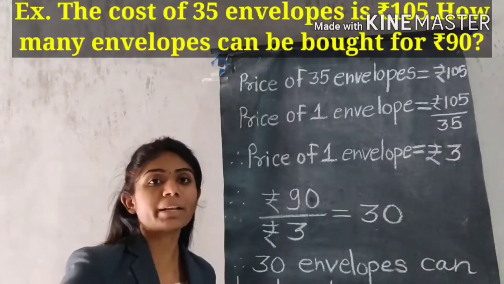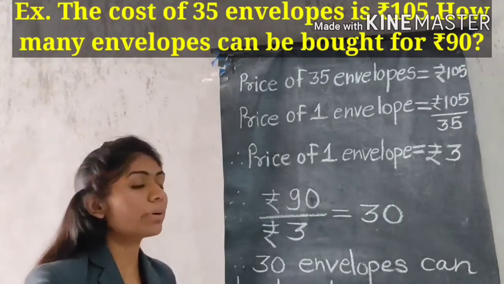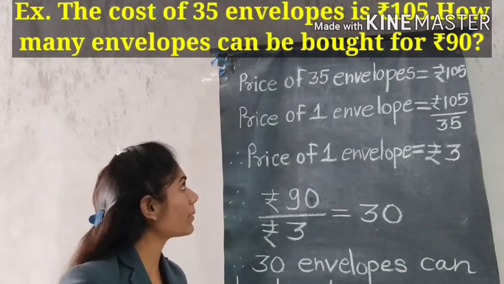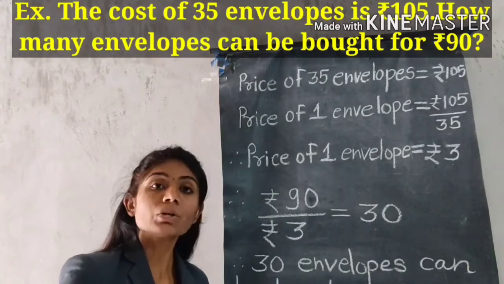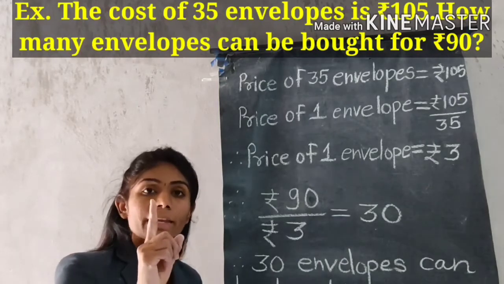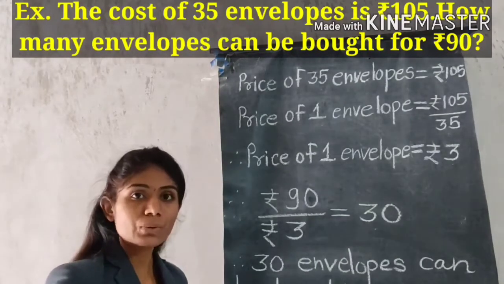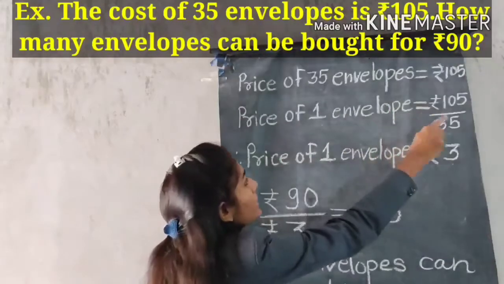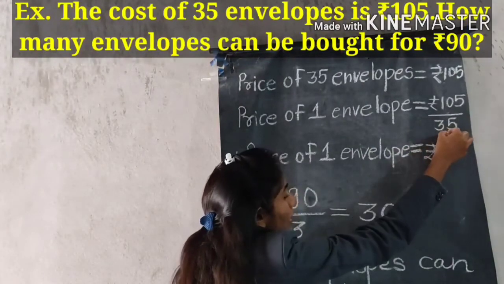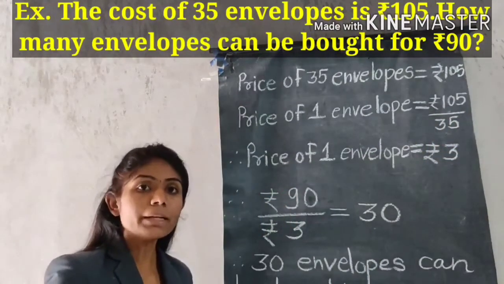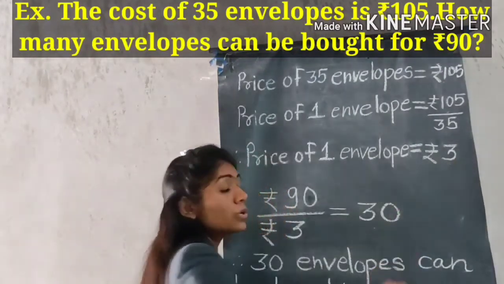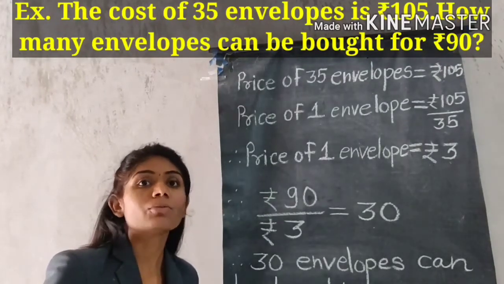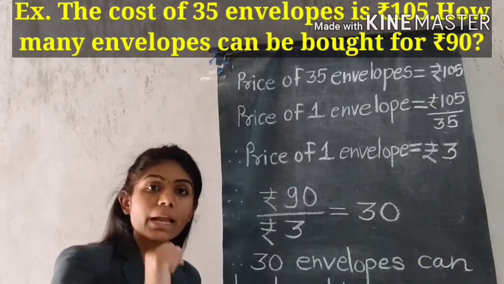The next example is: the price of 35 envelopes is rupees 105. How many envelopes can be bought for rupees 90? To find this, we want to find the value of one envelope. So the price of one envelope is equal to 105 upon 35. After dividing we will get the answer 3. This is nothing but the price of one envelope, or we can say for rupees 3 we can purchase one envelope.